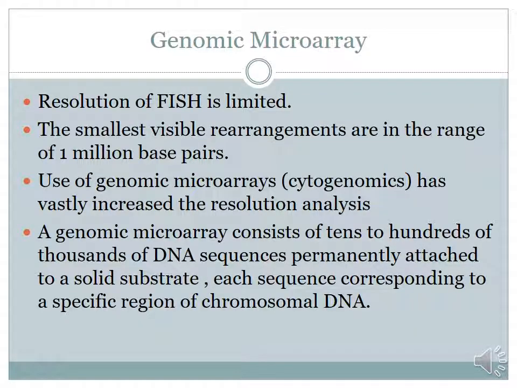In looking at the genomic microarray, we see that the resolution of FISH is limited. The smallest visible rearrangements are in the range of about 1 million base pairs. Use of genomic microarrays, which is also called cytogenomics, has vastly increased the resolution of analysis. A genomic microarray consists of tens to hundreds of thousands of DNA sequences permanently attached to a solid substrate, each sequence corresponding to a specific region of chromosomal DNA.